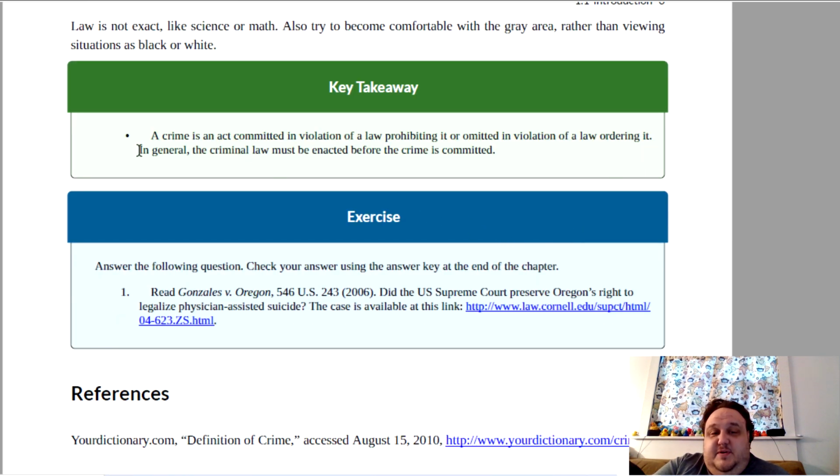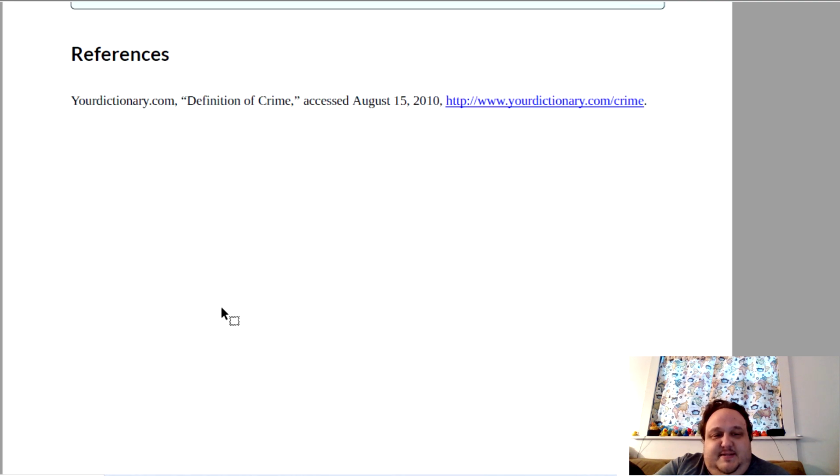Obviously with our textbook, there is a key takeaway, just real quick, not lecture, but more about the textbook. There's a key takeaway box at the end of every section that tells you what you should get out of the class. There are also exercises with a question, and they usually have some kind of actual court briefing, and we'll talk about those in a bit.